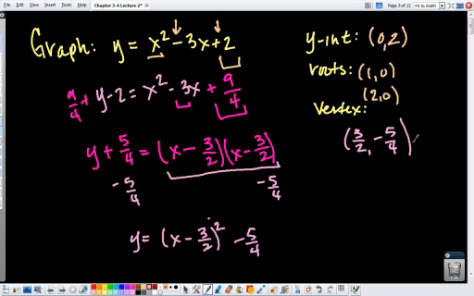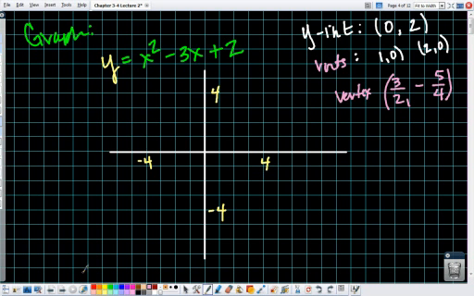Alright, let's get to graphing this. Basically all I'm going to do is plot (0, 2), (1, 0), (2, 0), and our vertex. So I'm going to go over to a grid and do that. I'm going to start by plotting my y-intercept at (0, 2).